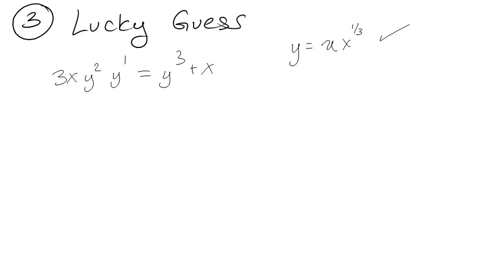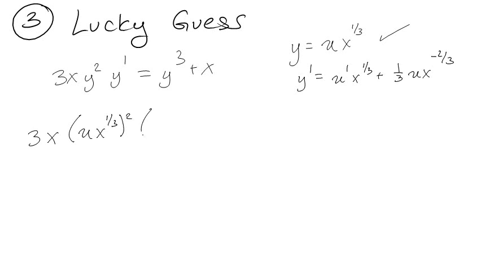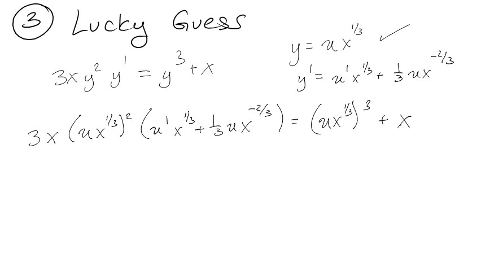Alright, so again, last time we'll pretend that you did that. So y prime is equal to u prime x to the 1/3 plus 1/3 u x to the negative 2/3. Yay for calculus. Alright, so 3x y squared, which is u x to the 1/3 squared, times y prime, is equal to y cubed plus x, like that. Okay, so I've got 3x u squared x to the 2/3 times a bunch of stuff.